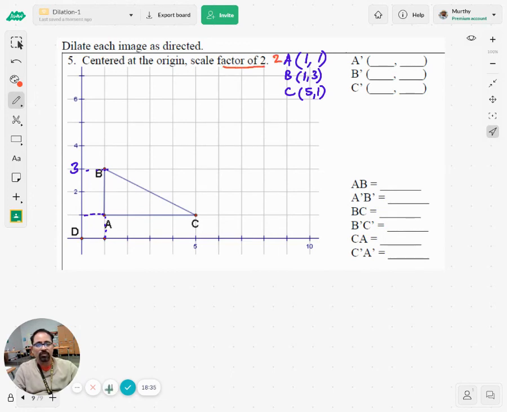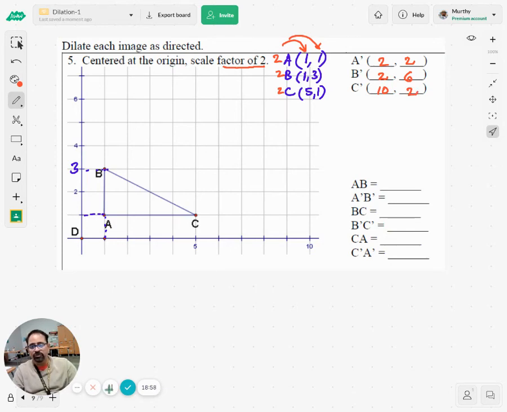Therefore, 2 times. So 2 ones are 2. Likewise, you multiply the values of B coordinate. 2 ones are 2, 2 threes are 6. 2 fives are 10. 2 ones are 2. Okay. Let's plot these points.